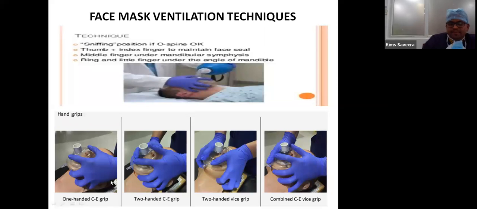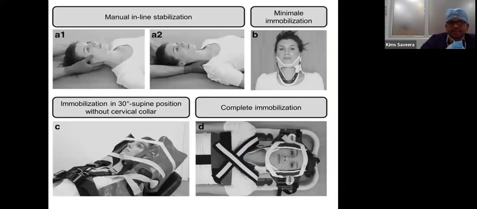This is the one hand technique, and when it is difficult to ventilate, we can use the 2 hand technique, or the hand grip wise technique, or CE plus E, both combined. These are 4 types of hand grip techniques that we use.